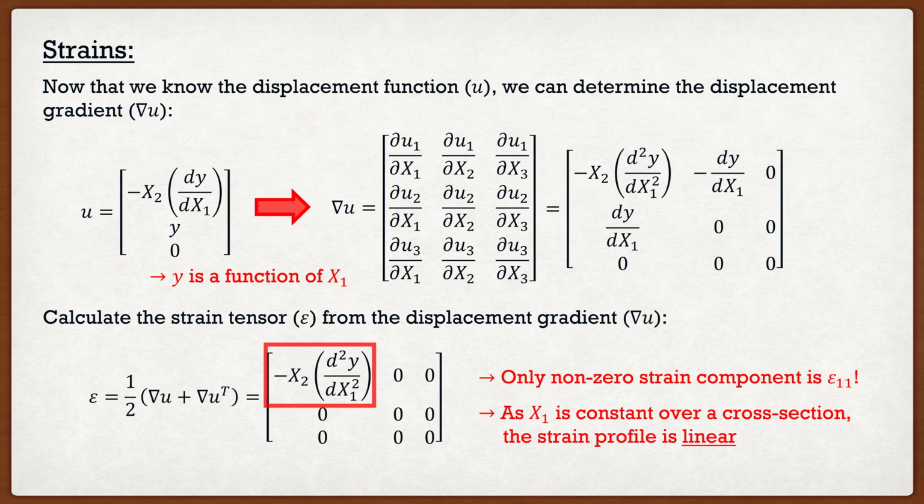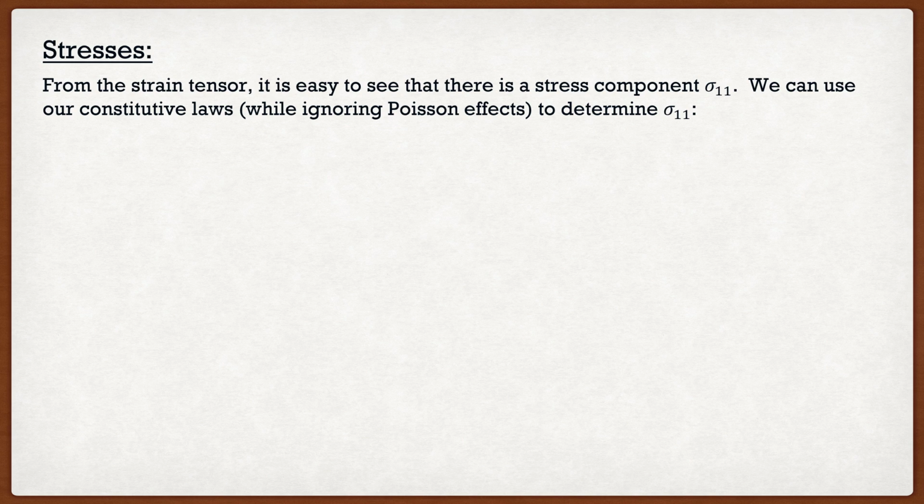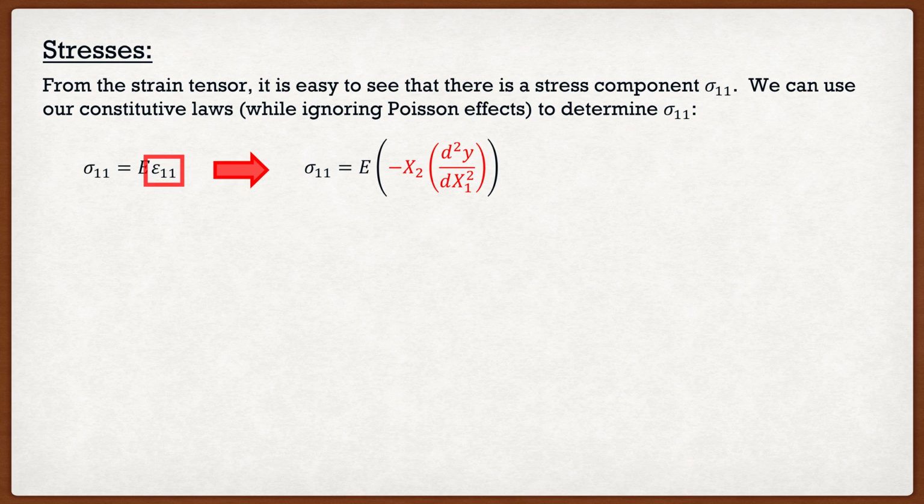All right. So now we said that from constitutive laws, if we know the strains, we can actually figure out what the stresses are. So from the strain tensor, it's easy to see that there is going to be a stress component sigma 1,1. Makes sense. If we have a non-zero epsilon 1,1, well, there must be a non-zero sigma 1,1. So from our constitutive laws, while ignoring Poisson effects, we can determine sigma 1,1 as simply Hooke's law: sigma 1,1 is going to be the Young's modulus multiplied by epsilon 1,1. From here, we know what epsilon 1,1 is. We just derived it on the previous page. Therefore, sigma 1,1 is going to be our Young's modulus E multiplied by negative x2 times the second derivative of that deflection function. Now, you may not see where this next step comes from, but it'll be shown in later slides.